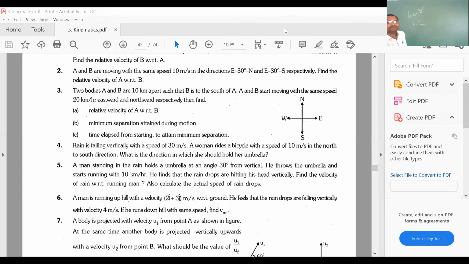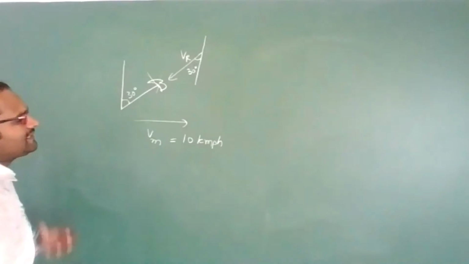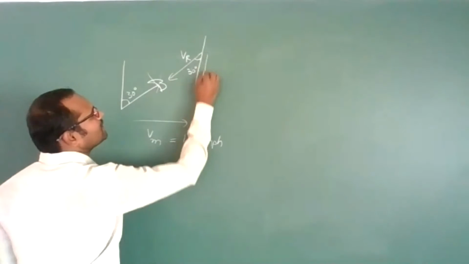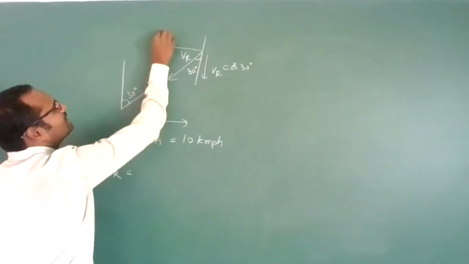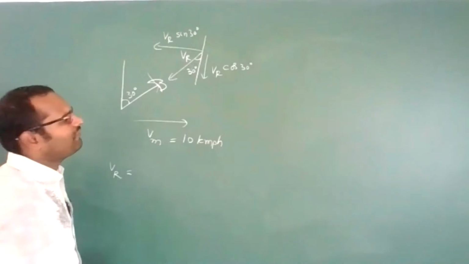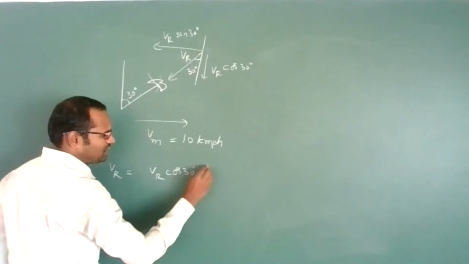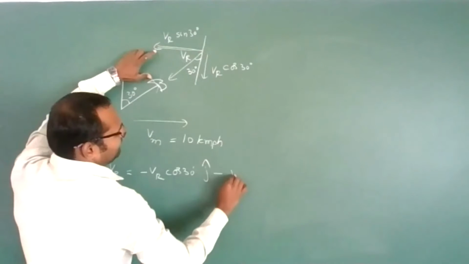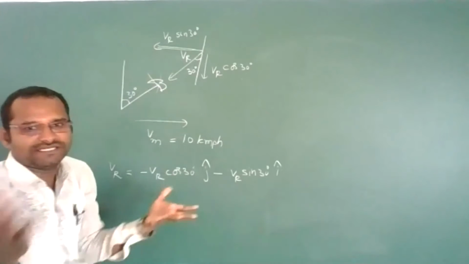Now, this velocity, let us write in component form. What can we write now? VR velocity in this direction, VR cos 30 degrees. In this direction, VR sin 30 degrees. Correct? I am writing that in component form. In the downward direction, VR cos 30 degrees, j cap minus. And it is negative x-axis, so minus VR sin 30 degrees i cap, like yesterday's problem.